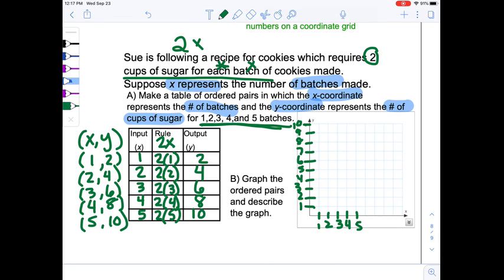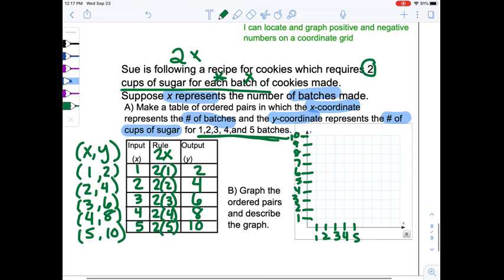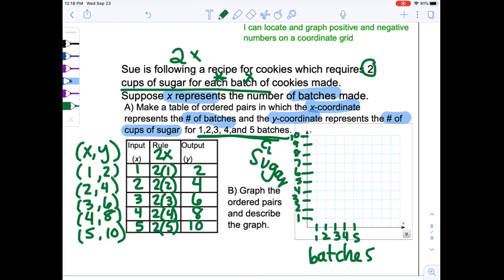So I know my x coordinates are numbers of batches. So I can write that as batches. And my y coordinates is sugar, cups of sugar. And then I'm just going to plot these points.